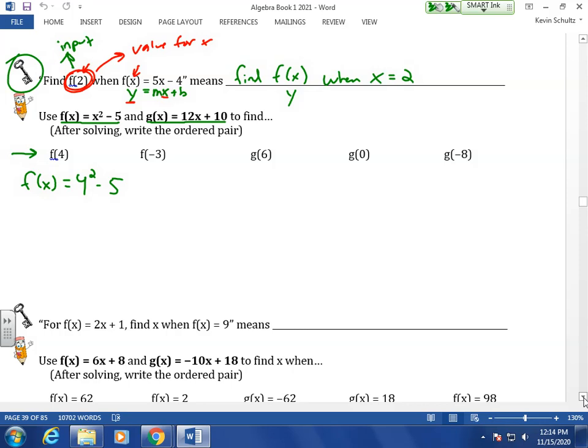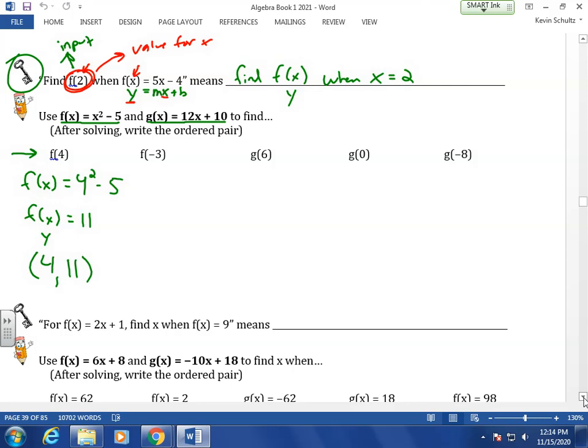I get 4 squared, which is 16, minus 5. f of x equals 11. Remember, this is just a function notation way to write y. So the ordered pair that I've just found in this equation, I replaced x with 4. So there's my x-axis value, and I solved it for the y-axis value, or f of x. The ordered pair is (4, 11).